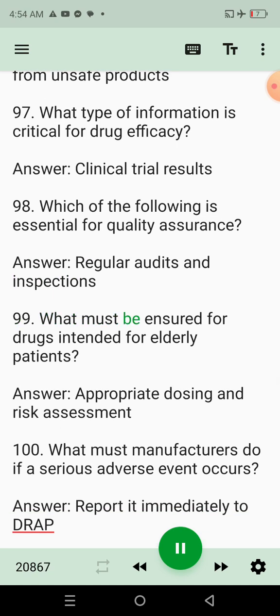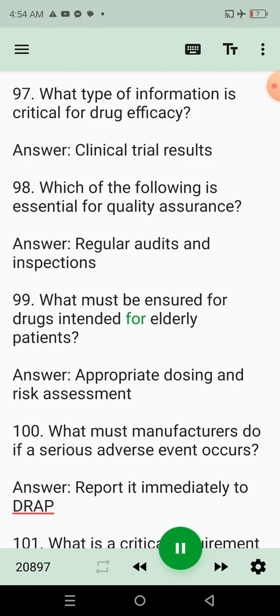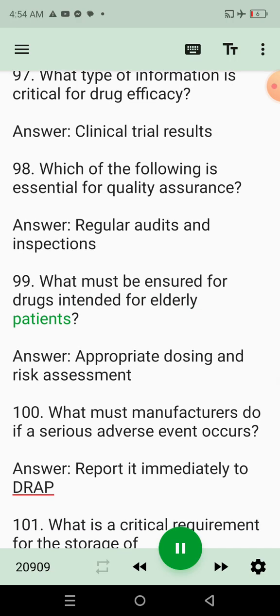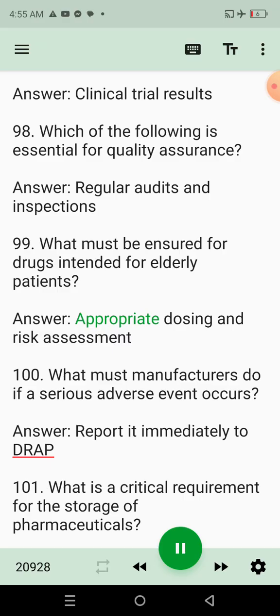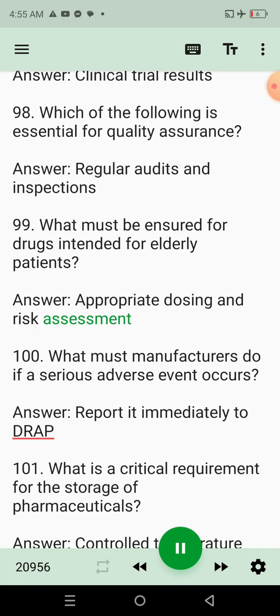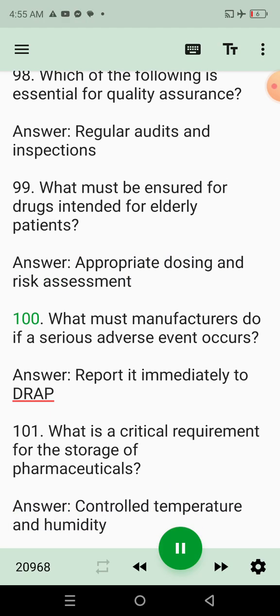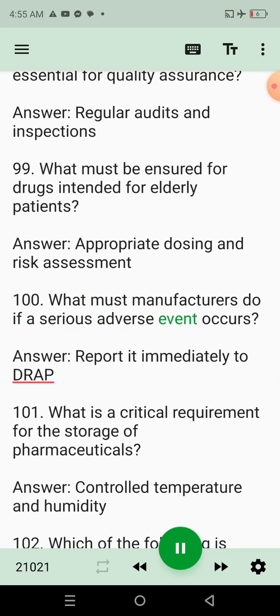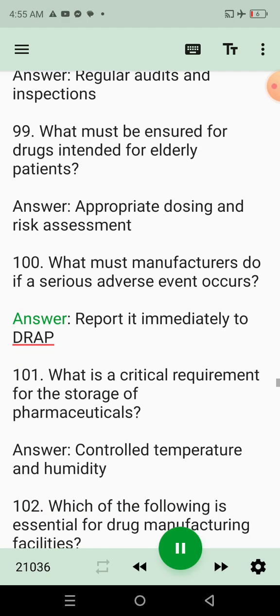99. What must be ensured for drugs intended for elderly patients? Answer: appropriate dosing and risk assessment. 100. What must manufacturers do if a serious adverse event occurs? Answer: report it immediately to DRAP.